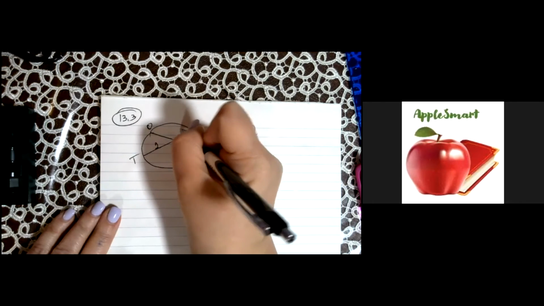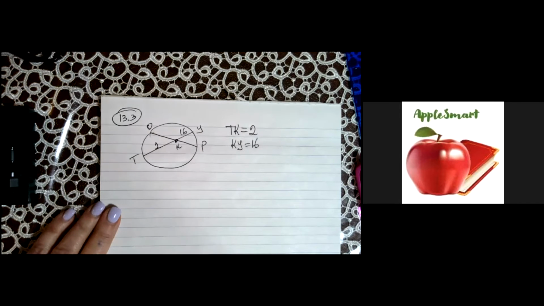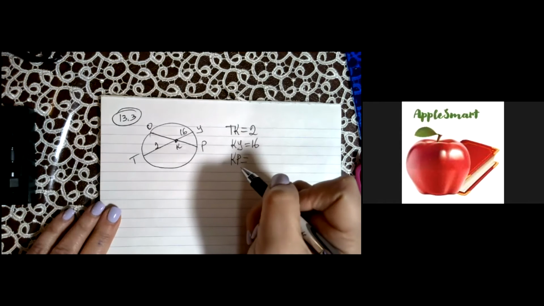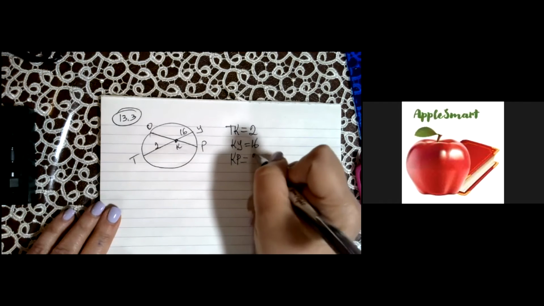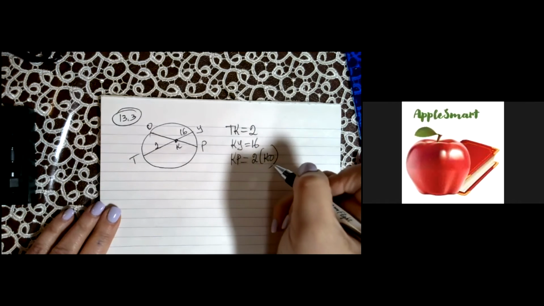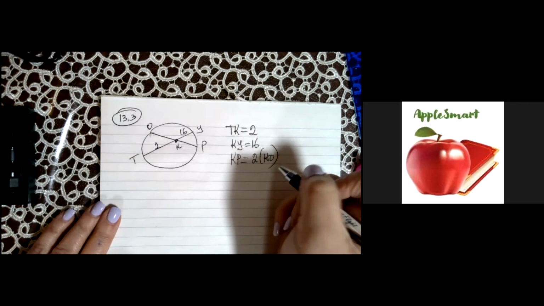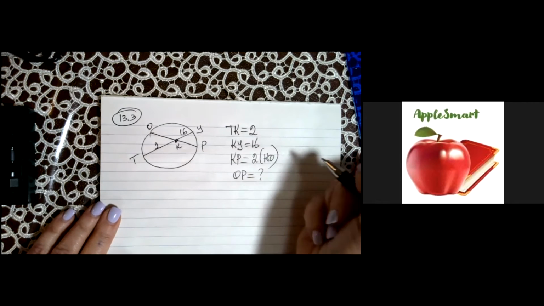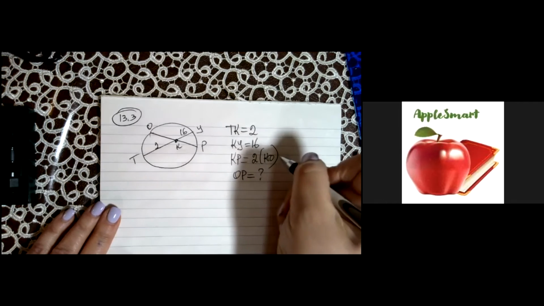Definitely not on my diagram. I will redo it then. After I label it, I'll redo it so it makes a little bit more realistic. And KP equals 2KO. We have to find the length of OP. This is KO, yeah, okay.